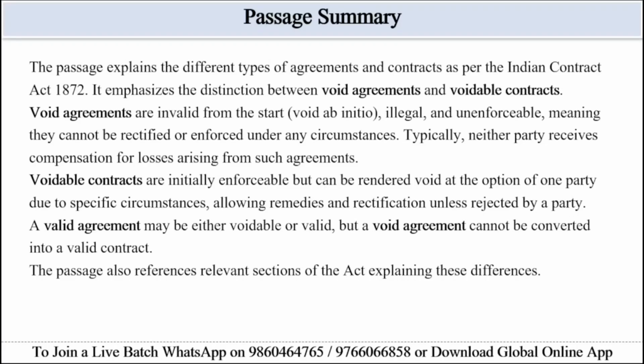Voidable contracts are initially enforceable but can be rendered void at the option of one party due to specific circumstances, allowing remedies and rectification unless rejected by a party. A valid agreement may be either voidable or valid, but a void agreement cannot be converted into a valid contract. The passage also references relevant sections of the Act explaining these differences.